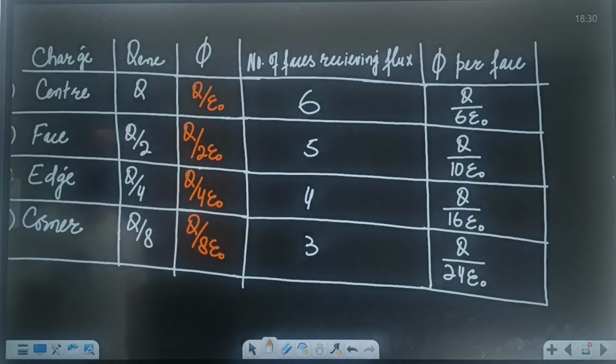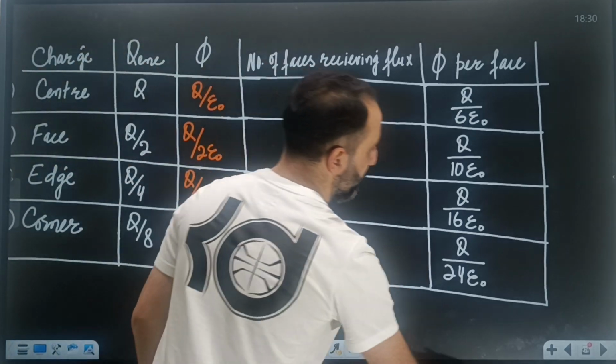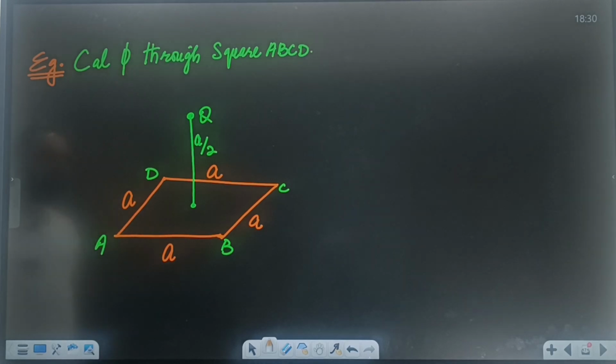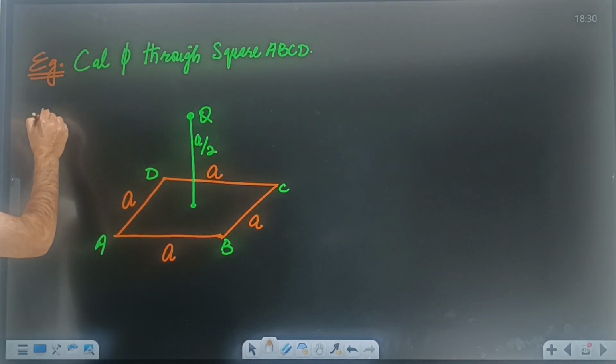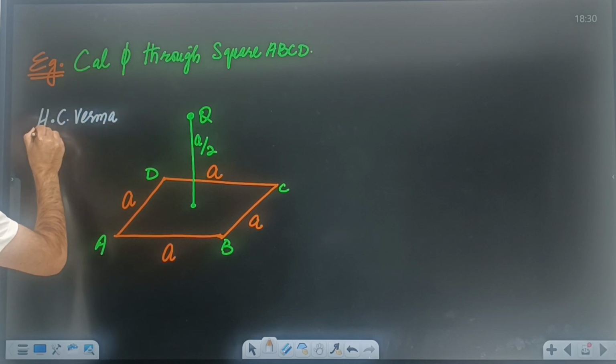Okay beta, here I have summarized that if the charged particle is placed at the center or the face, edge, corner, then Q enclosed will be equal to Q by 2. Then accordingly, how many phases receive flux? These. So here I have summarized the example, beta. Another important example asked in JEE maths and copy pasted from S Verma. This example is in your textbook.